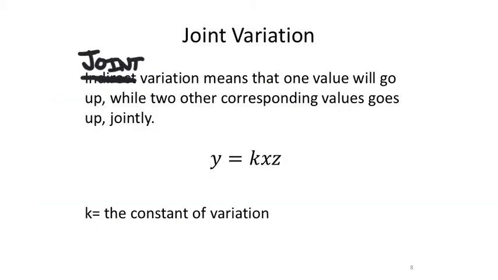Now, joint variation, okay? So indirect variation means that one value will go up while the other two corresponding values go up jointly. It says indirect variation. I should say joint variation. Yeah, there we go. Joint variation. So, we're looking at one value, specifically the y value. It will go up as the x and z values go up, okay? Now, they may differ. We see that the x and z, they're not actually related, or they don't have to be related. But as they change, the y value should go up because we are using multiplication, okay?